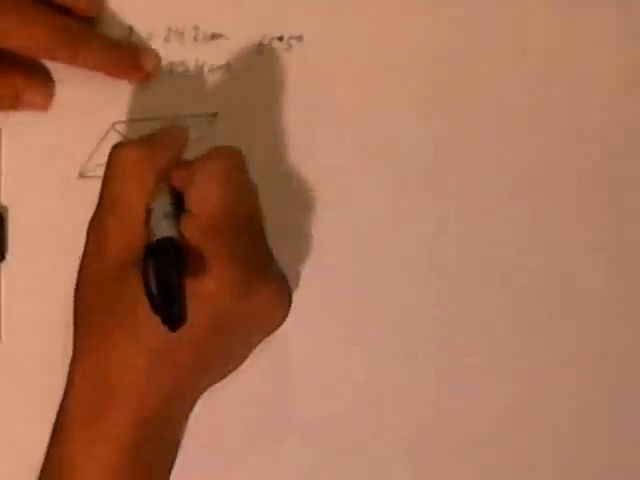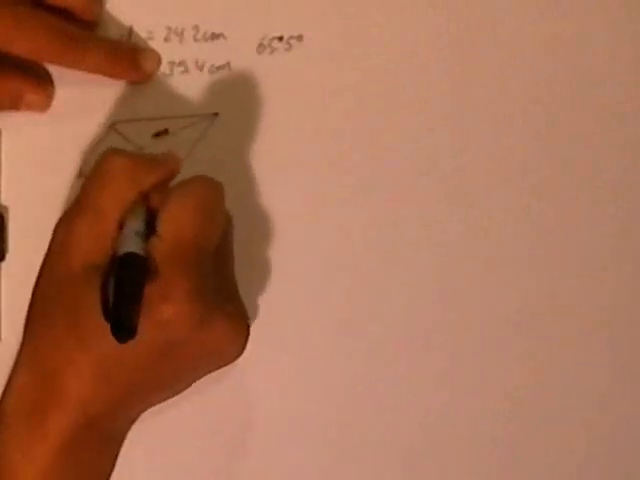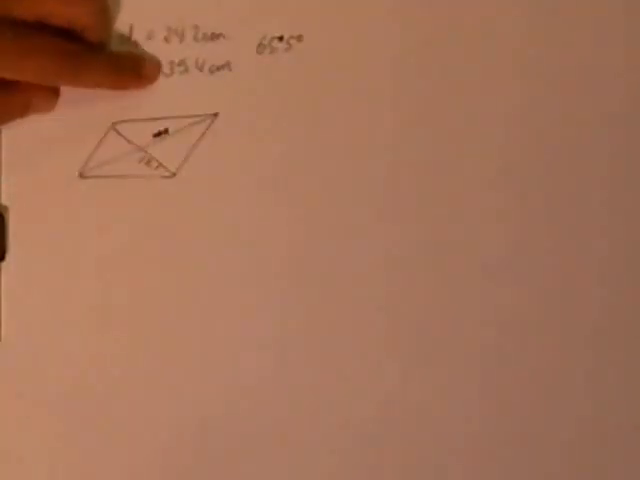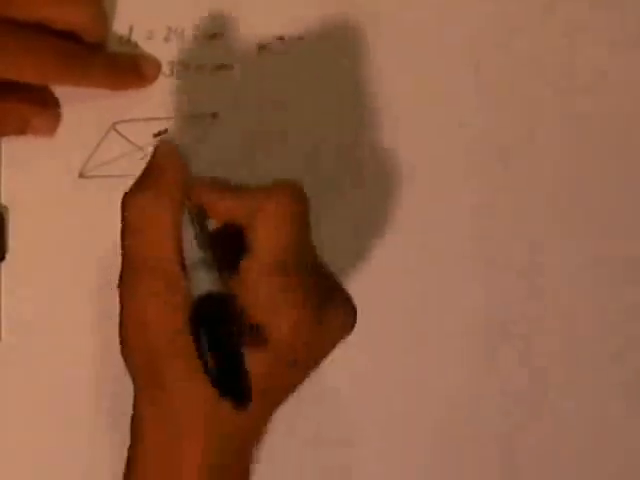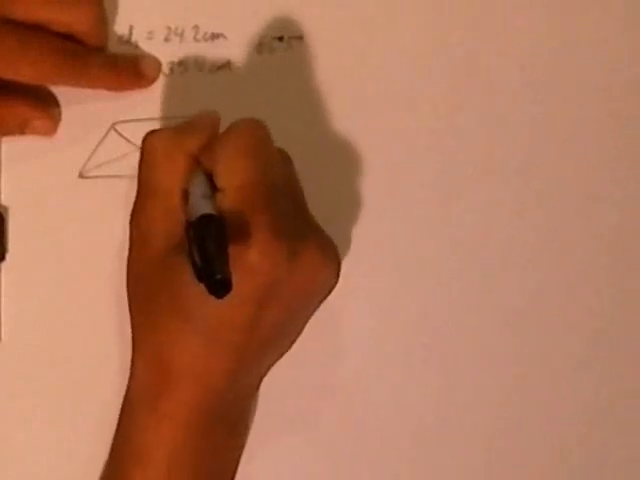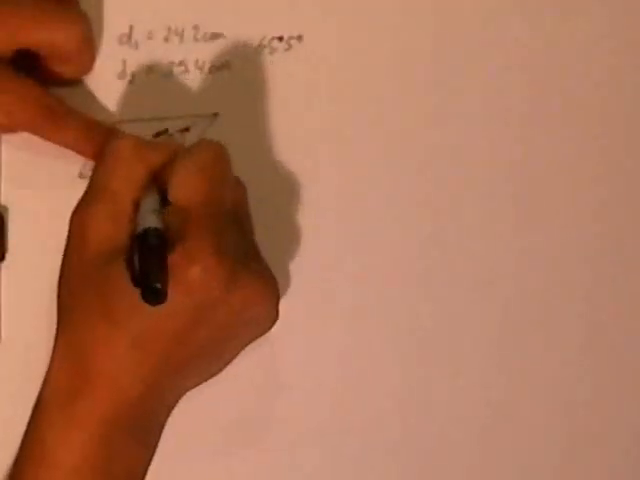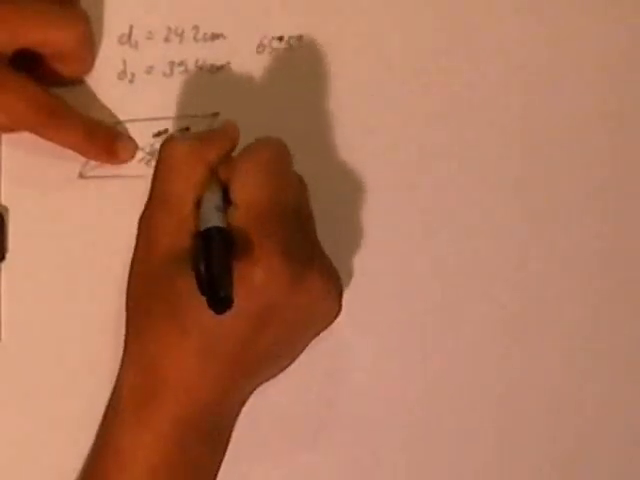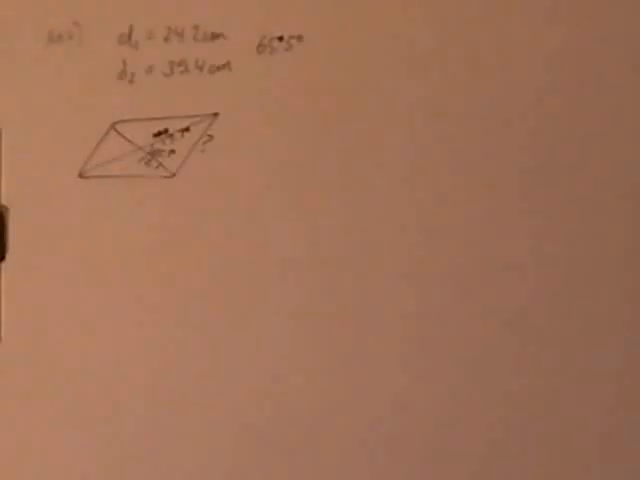So let's do it this way. This is going to be 12.1, and 35.4 divided by 2 is 17.7, so that's going to be 17.7 centimeters. We have that angle right here. It's 65.5 degrees, and we're trying to find out the shortest length.